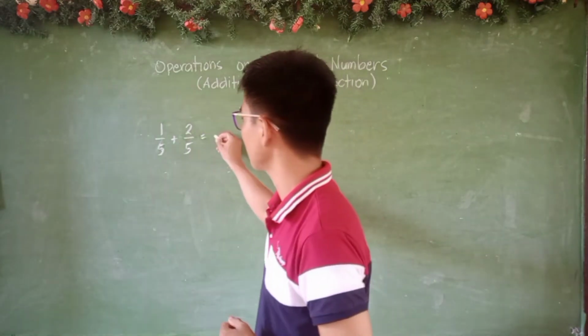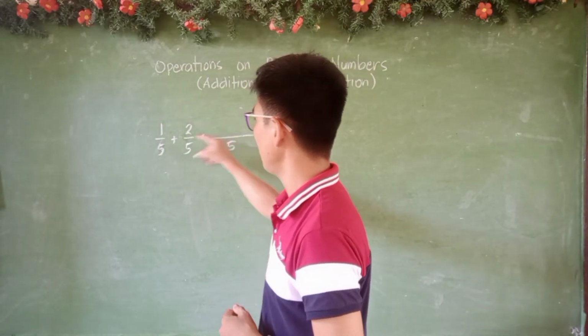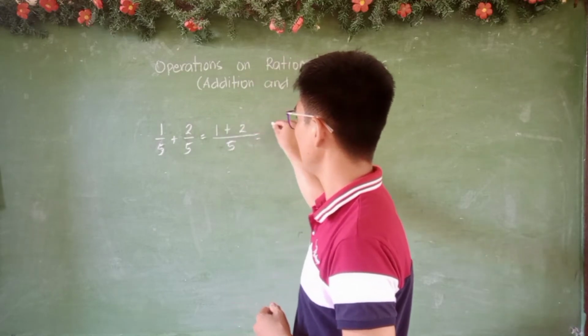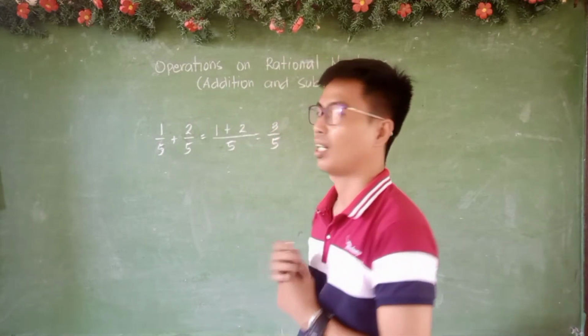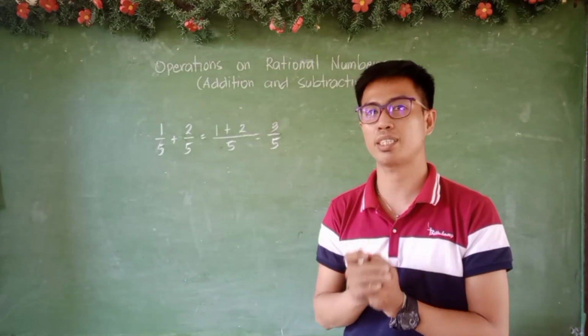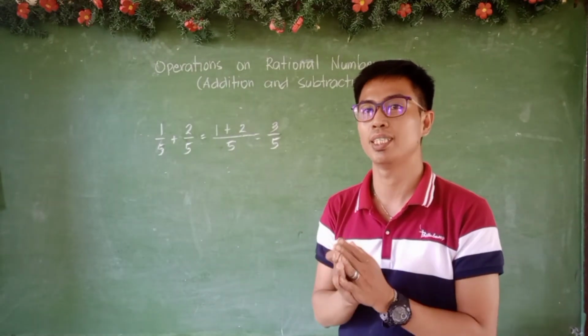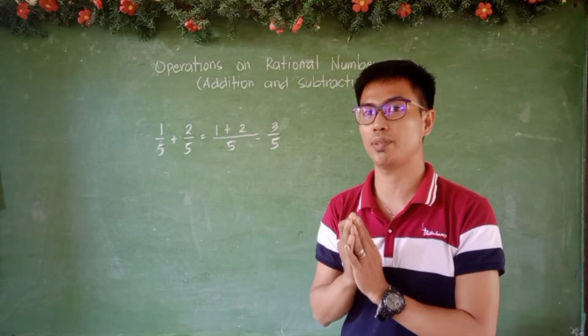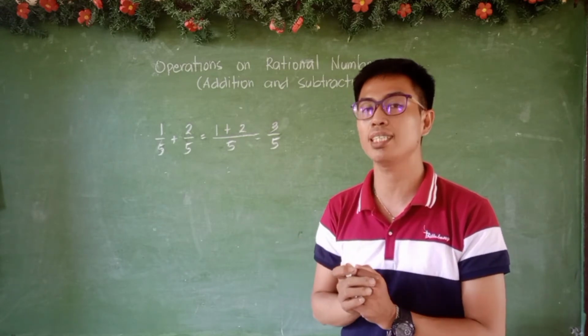So that will be 5, and then add or subtract, so that will be 1 plus 2, that is 3 over 5. That is how you add similar fractions. So ganun lang po siya kadali. So copy the denominator, add or subtract the numerator. So kapag pareho sila ng denominator.